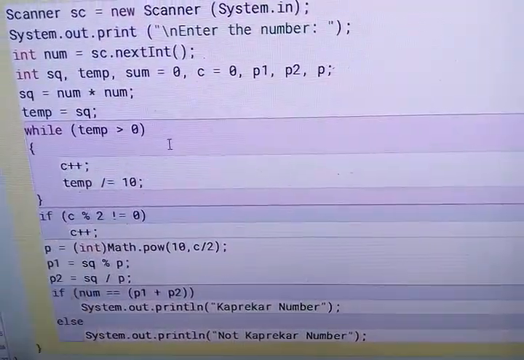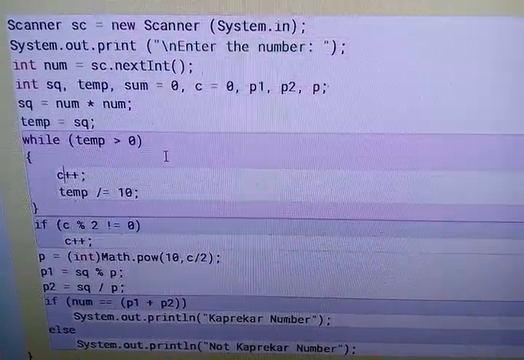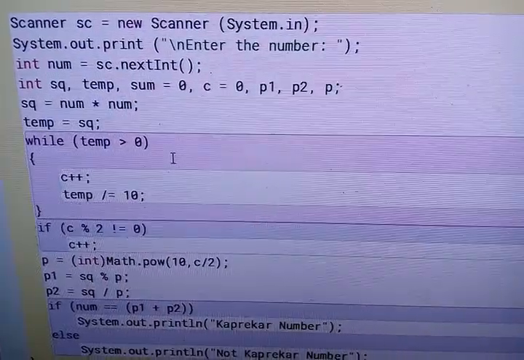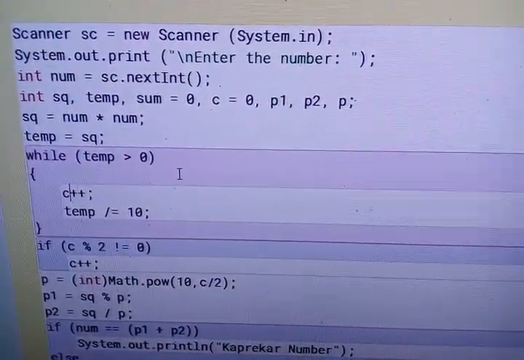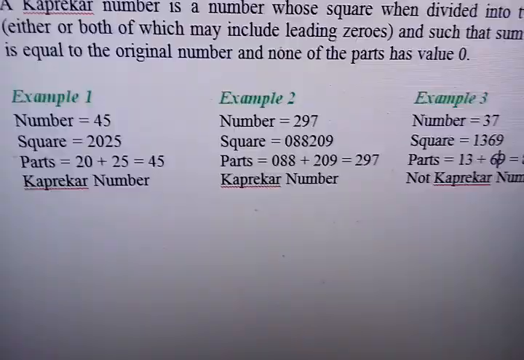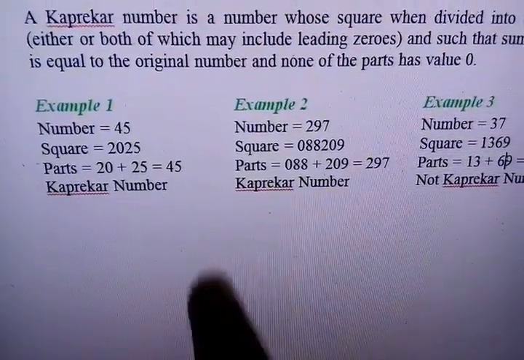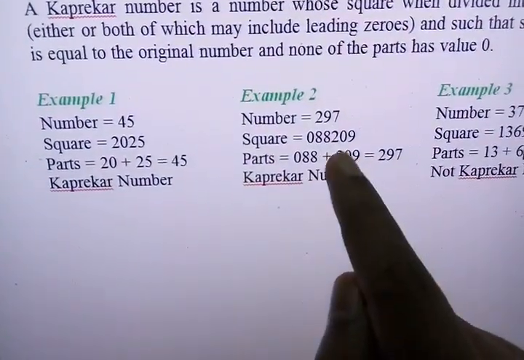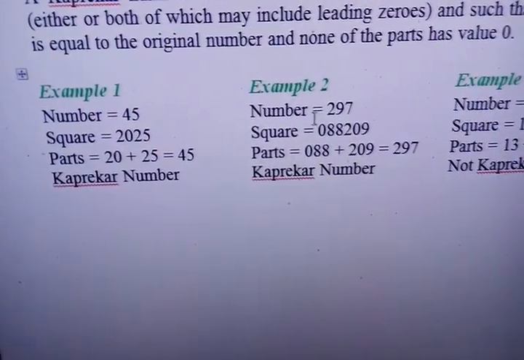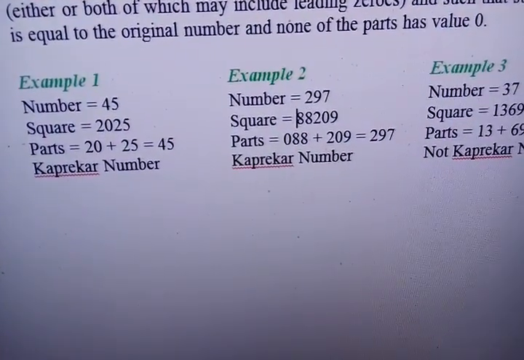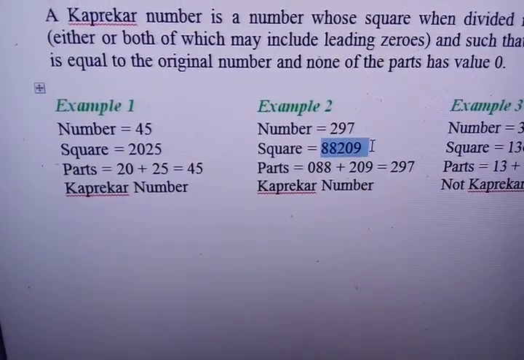Next, if C mod 2 not equals 0, if the total count is an odd number, then I will increase the value of the counter by 1. Why? See, in the second case it is 297. If I square it, then 088209. It means if I don't include this 0, then it will be only 88209. So it is all total 5 digits.